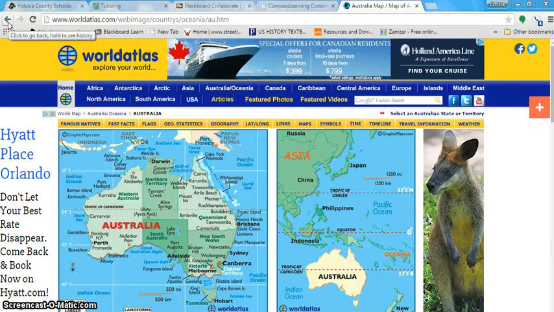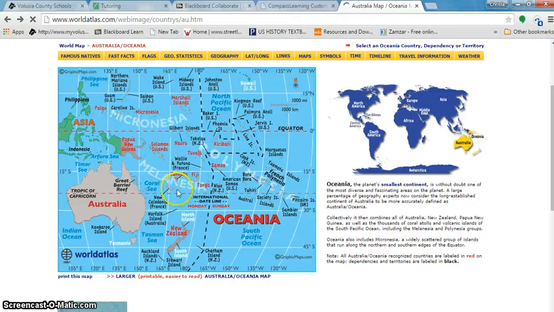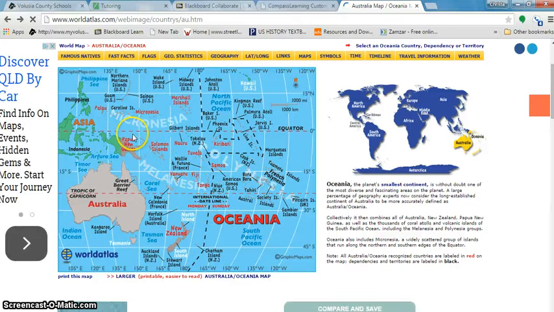I want to look at the regions of the Pacific Islands. Okay, this is a good map for that. There's 3 regions in the Pacific Islands. Okay, we have Micronesia up here, Melanesia here, and Polynesia over here. Micronesia, Melanesia, Polynesia. You have to remember those.